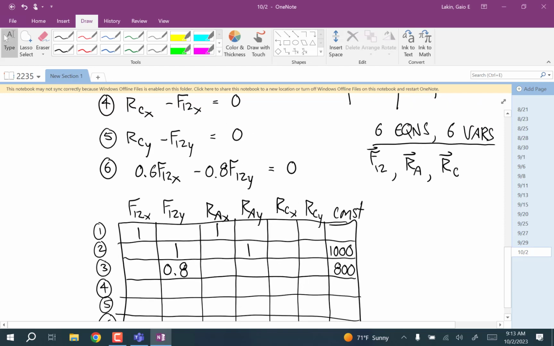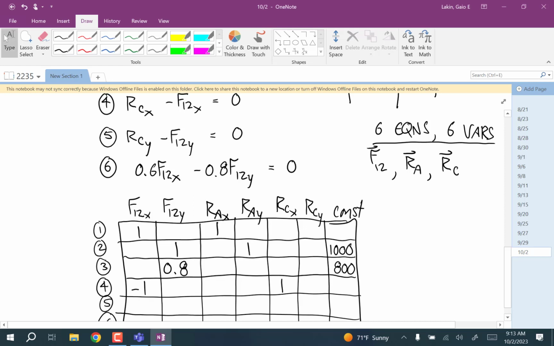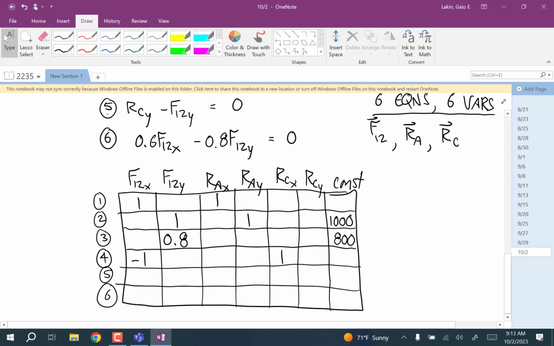Now equation 4, RCX's, we have 1. F12x's, we have -1. Equation 5, RCY's, we have 1. F12y's, we have -1. F12x's, we have 0.6. F12y's, we have -0.8. And then zeros.